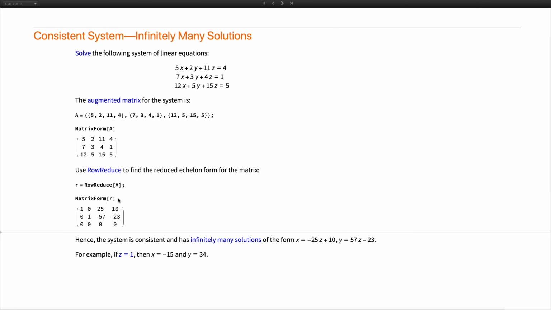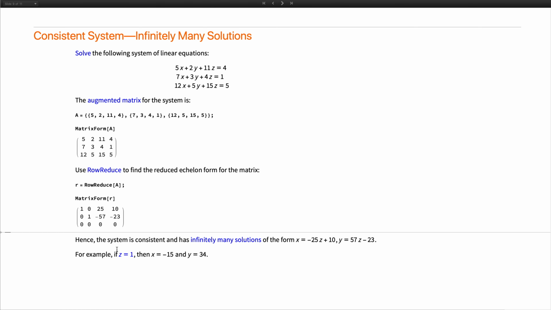Look at the matrix form, and you see that the last row is just a bunch of zeros. That says you actually have infinitely many solutions. So the question is, how do you write them down? Well, this first row here says that x is negative 25z plus 10 because the z goes across the right hand side, and y is 57z minus 23. So for each value of z, you actually get a value of x and a value of y.